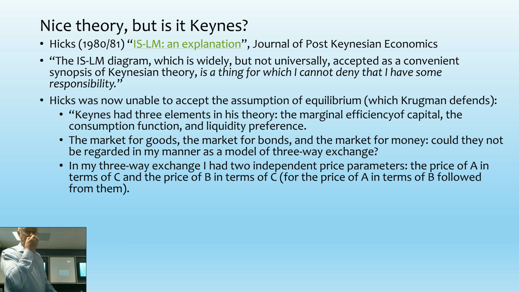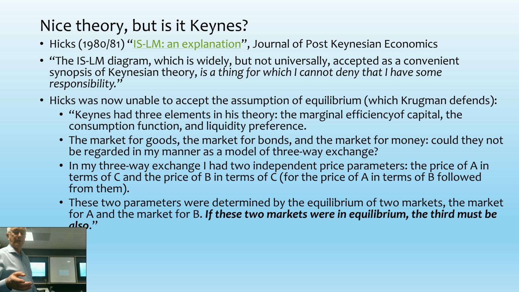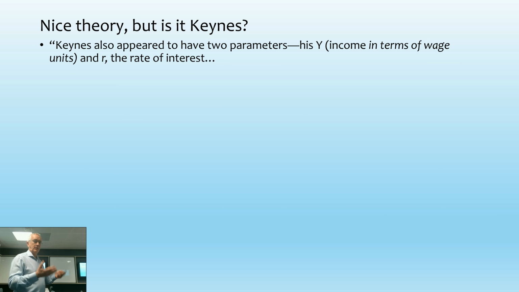So he had two independent price parameters, the price of A in terms of C and the price of B in terms of C. And you could derive A as a relative price, and you therefore ignore the relative price of A. But he said these two parameters were determined by the equilibrium of two markets, the market for A and the market for B. If these two are in equilibrium, then the third must be also, by Walrasian law. But of course the obverse applies. If either of these markets are out of equilibrium, then you can't ignore the third market. Okay. And Hicks doesn't quite state the thing that clearly, but that's what's in the background of that particular paper.